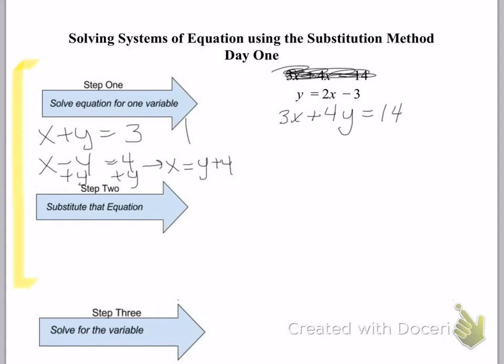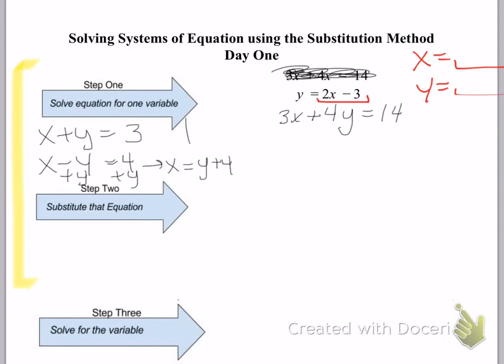So when we're doing the substitution method, there are a couple big things you have to look for. You have to look for an x equals something or a y equals something. We need to search for either one or both. But for this example, we have one of them. We have y equals 2x minus 3, and that is going to help us out a lot. So we do not need to do step 1. We do not need to solve the equation for one variable because it's already done.